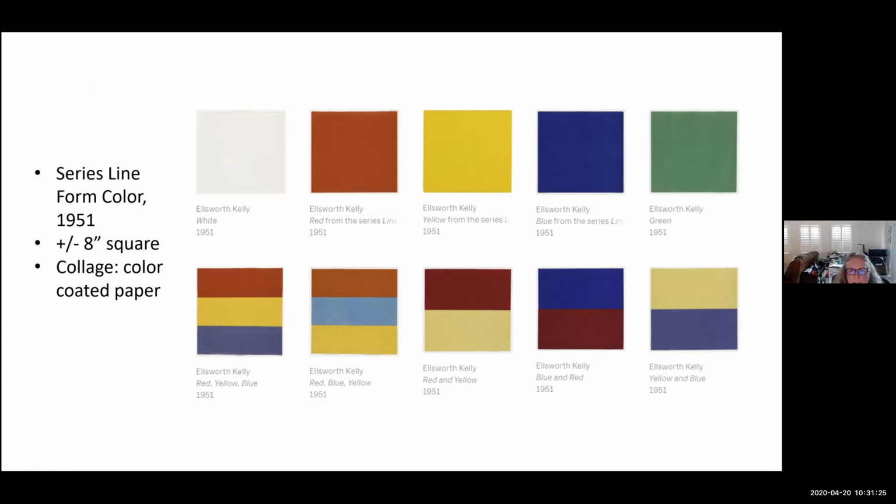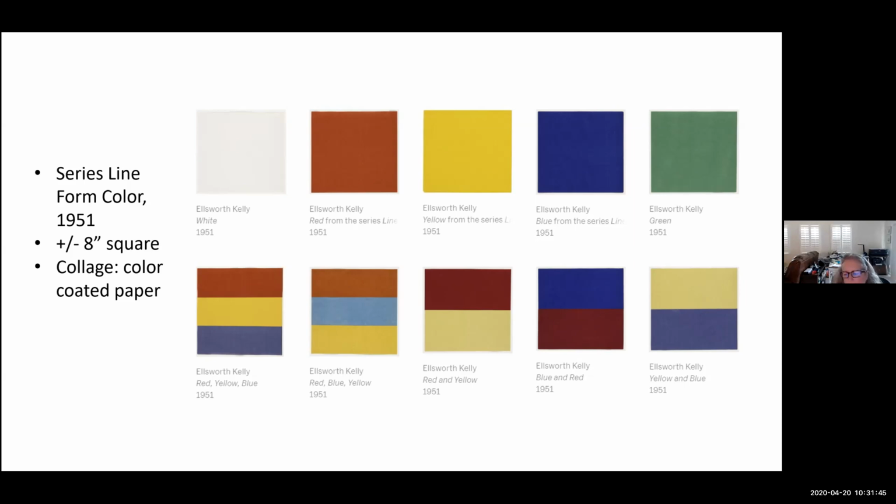He published this in a book. It was a series he called Line, Form, and Color. He was not able to get the book published. I think the book was finally published in the late 90s, but at the time, 1951, he wasn't able to do that. But working with this really moved him forward.